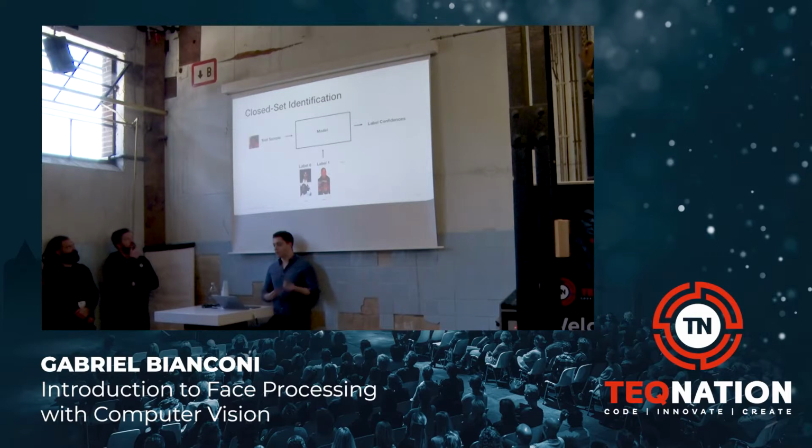When you're working on a closed set system for identification, the idea is that during training, you're going to create one of the classes for each of the people you have. Then during testing, you're going to feed a new picture, and the model is going to assign a probability for each of those classes that you have. And then you're likely going to take the one with the highest probability.